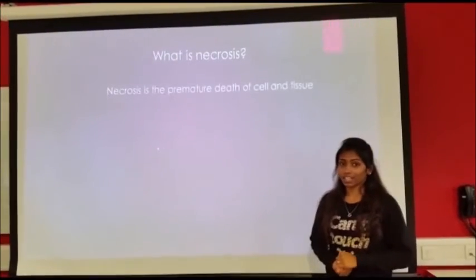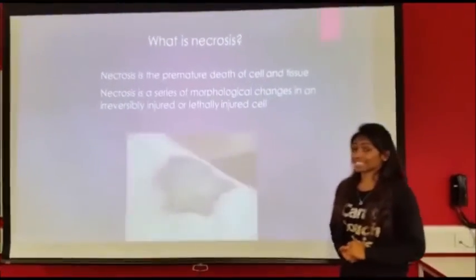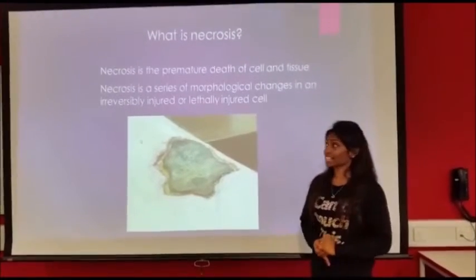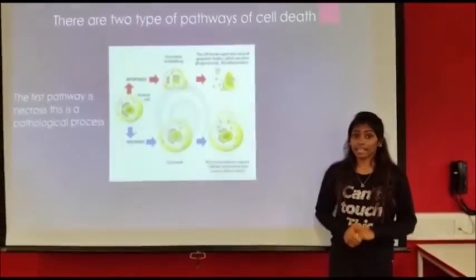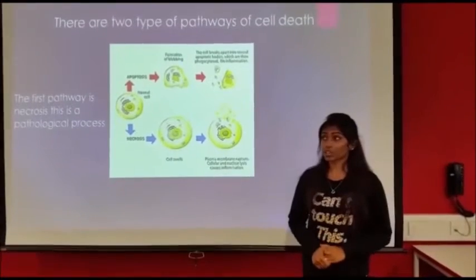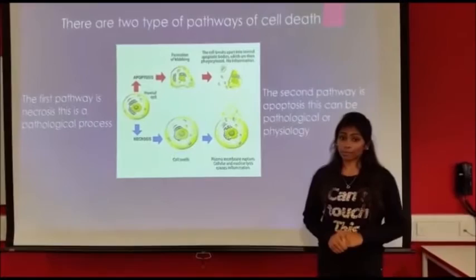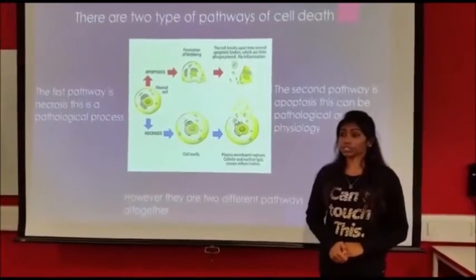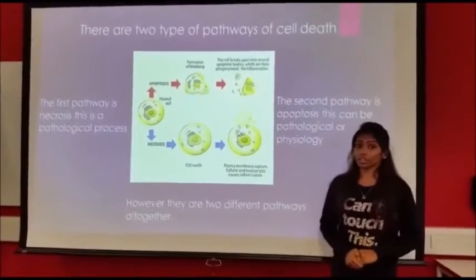What is necrosis? Necrosis is a premature cell death. Necrosis is a series of morphological changes in a permanently and lethally injured cell. There are two pathways of cell death. The first pathway is necrosis. Necrosis is always a pathological process. And the second pathway is apoptosis. This can be pathological or physiological. However, these two pathways are different altogether.